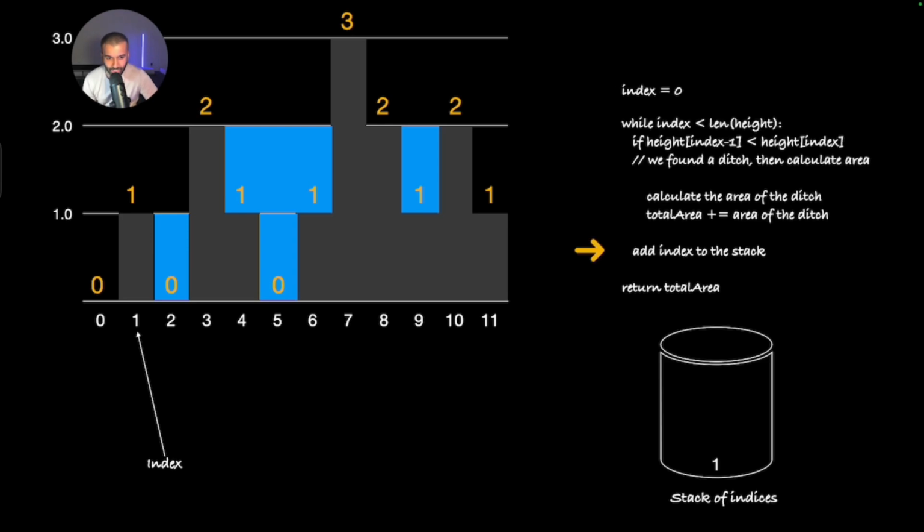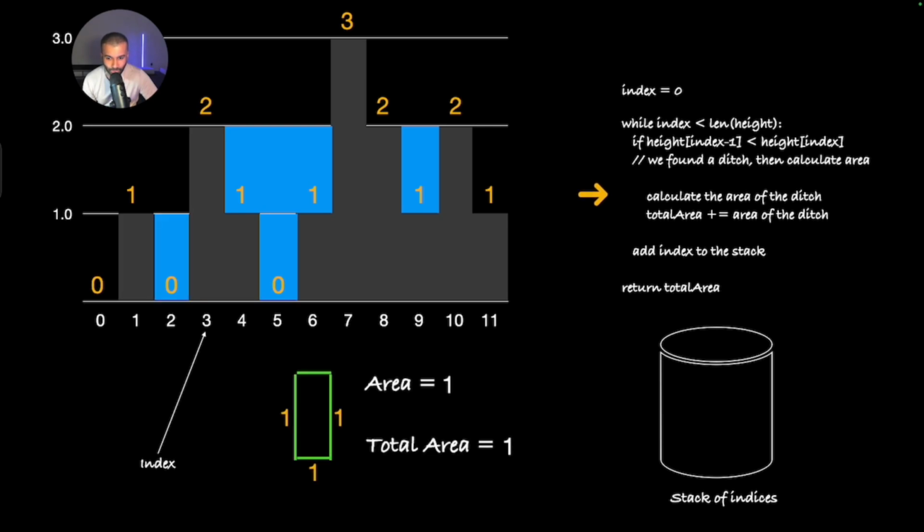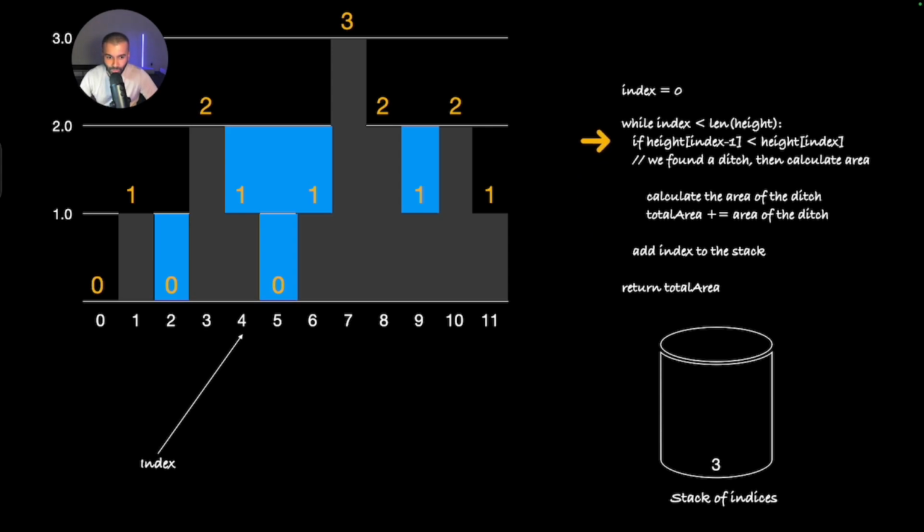So this is kind of a weird example, but you'll see a proper example once we hit index 3. At index 3, we are going to calculate the area of this ditch, and we're going to pop out our 2 indices, and we're going to add 1 to our total area. So that's the logic, and as we move on, we are going to add more of these indices into our stack until we reach index 6.